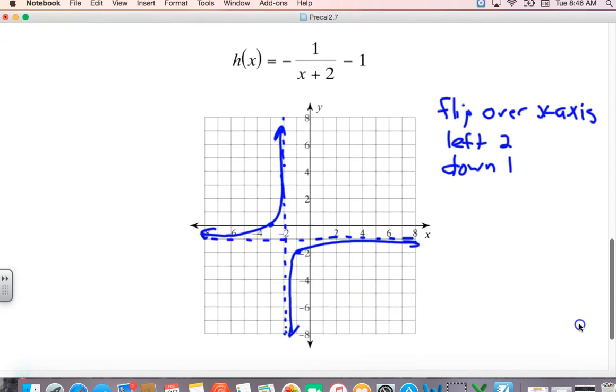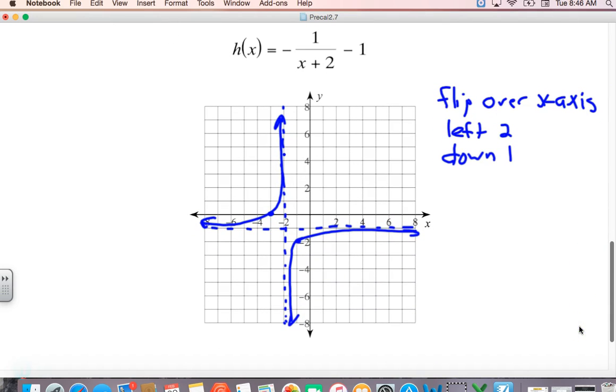So on yours, you should have made a graph that looked like this. This one's going to flip over the x-axis. It's also going to move left 2, and it's going to move down 1. All right, so that's what the graph would look like. Your asymptotes, of course, went left 2. The vertical one's left 2, and then the horizontal asymptote went down 1.